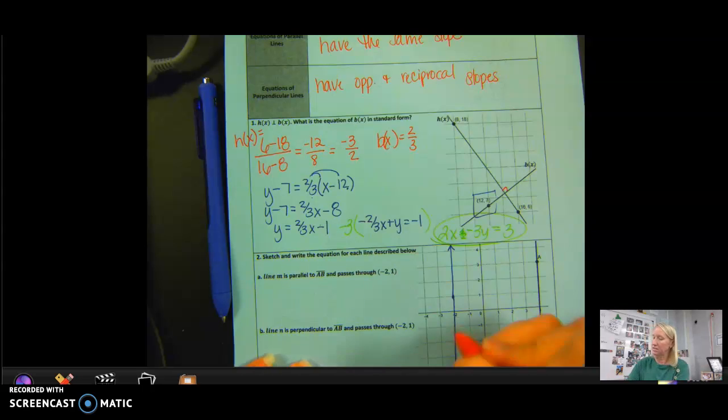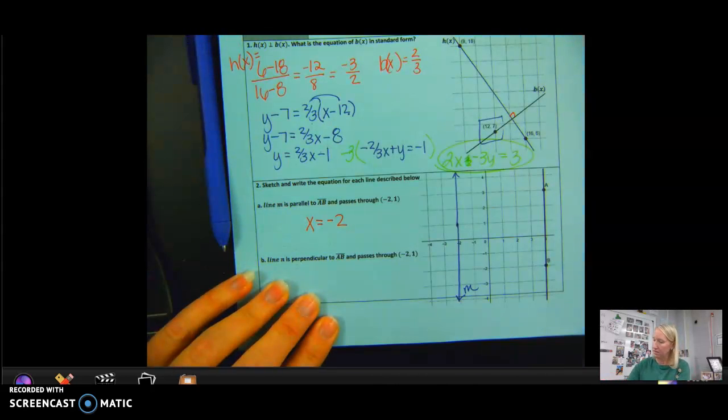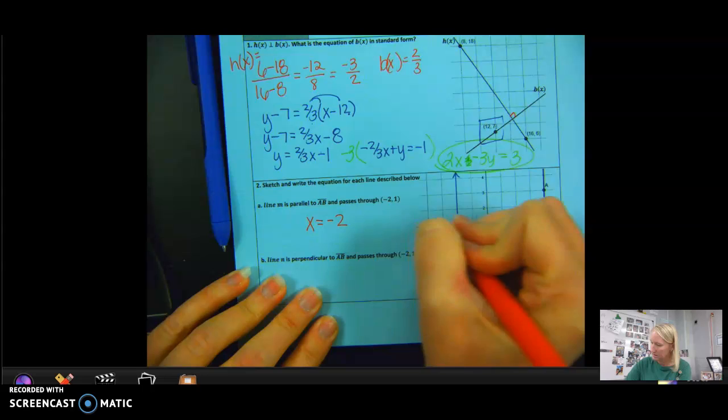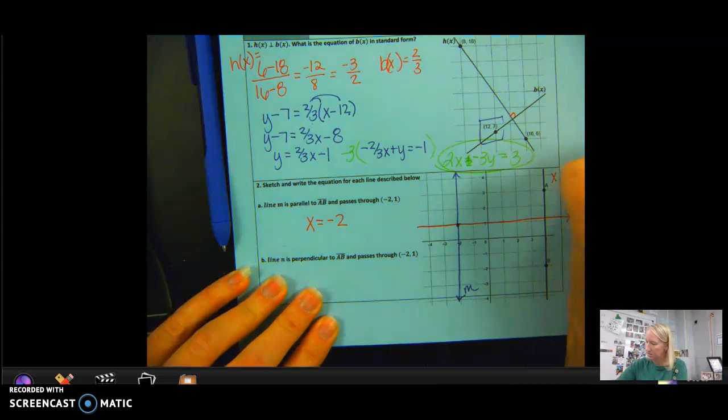And write an equation. So this is an x equals line, so it's just x equals negative 2. Okay. Perpendicular line to AB that passes through negative 2, 1. So it's here again, but it's perpendicular, so it's going to go this way. Guys, this line right here is an x equals line. It's x equals 4 because it goes through x on 4, and it will always be at 4.